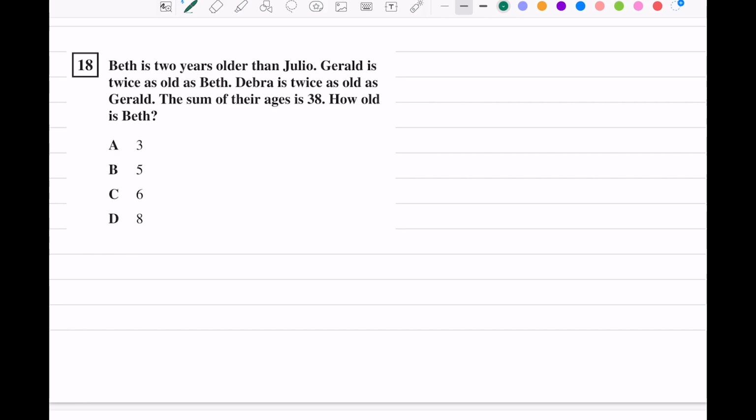Okay, a lot of information here. We don't know anyone's ages, so let's create some variables. Let's have B represent Beth's age. Similarly, we'll have J represent Julio, G for Gerald, and D for Deborah. So the first sentence tells us that Beth is 2 years older than Julio. Writing that as an equation, we would say Beth is Julio plus 2. The next sentence says Gerald is twice as old as Beth. So Gerald is Beth times 2.